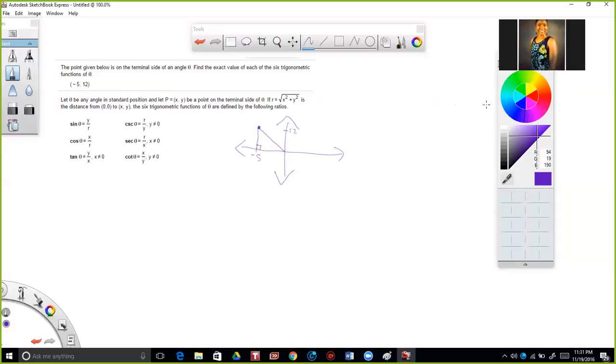Okay. So now we have the distance here, and we have this distance. This is 5, and this is 12. And this is the hypotenuse, or when we're dealing with a unit circle, we deal with the radius. So we call that r. That's why you see the r in the formulas here.